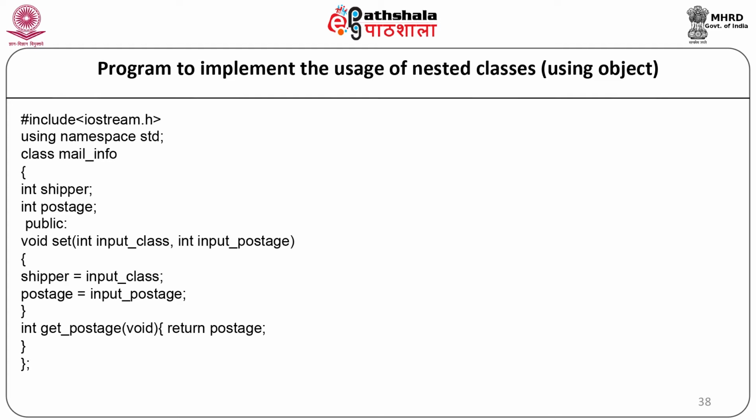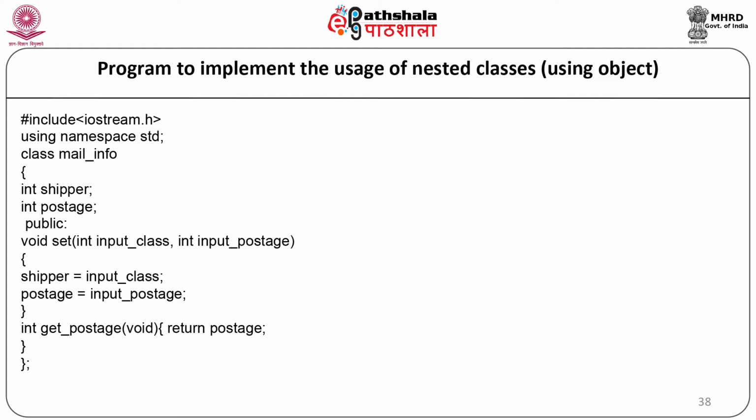It is going to accept two parameters, integer inputClass and integer inputPostage. Shipper will be equal to inputClass and postage will be equal to inputPostage. Our member function will end here. Now we will have a second member function, integer getPostage. The argument list is void, return postage, and our member function will end. Here our class will also end. So here we have defined our MailInfo class with 2 data members and 2 member functions.